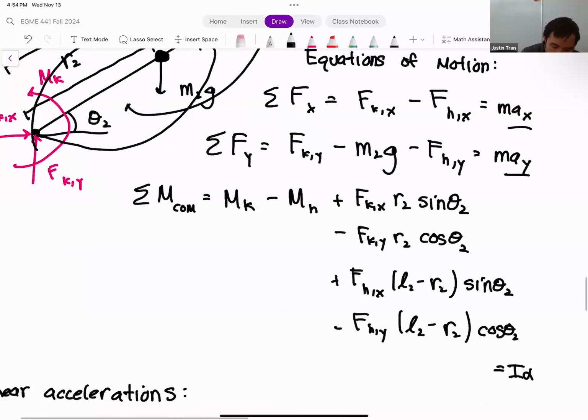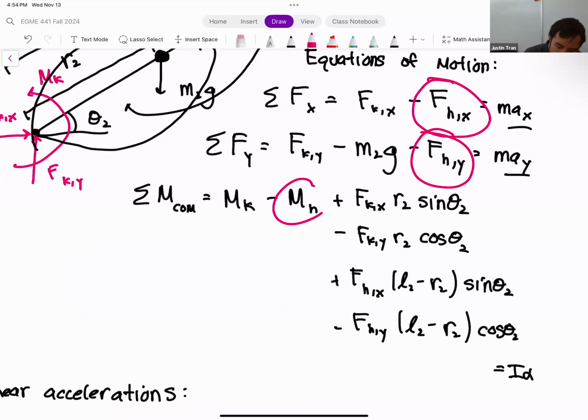Because ultimately the unknowns in this expression are FHX, FHY, and MH. After we plug in for AX and AY, theoretically we once again have three equations. They're quite extreme equations, there's a lot going on, but we have three equations that we can use to solve for these forces here.